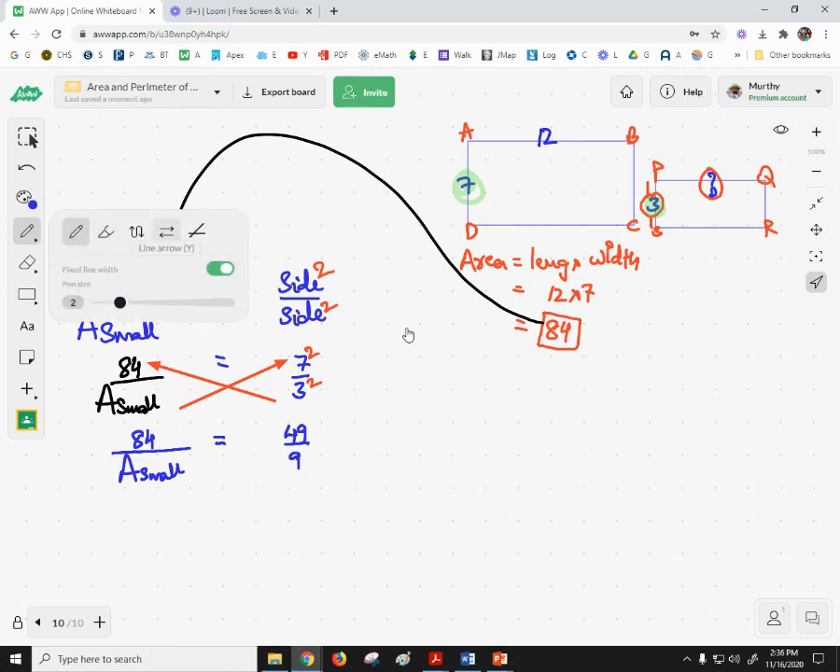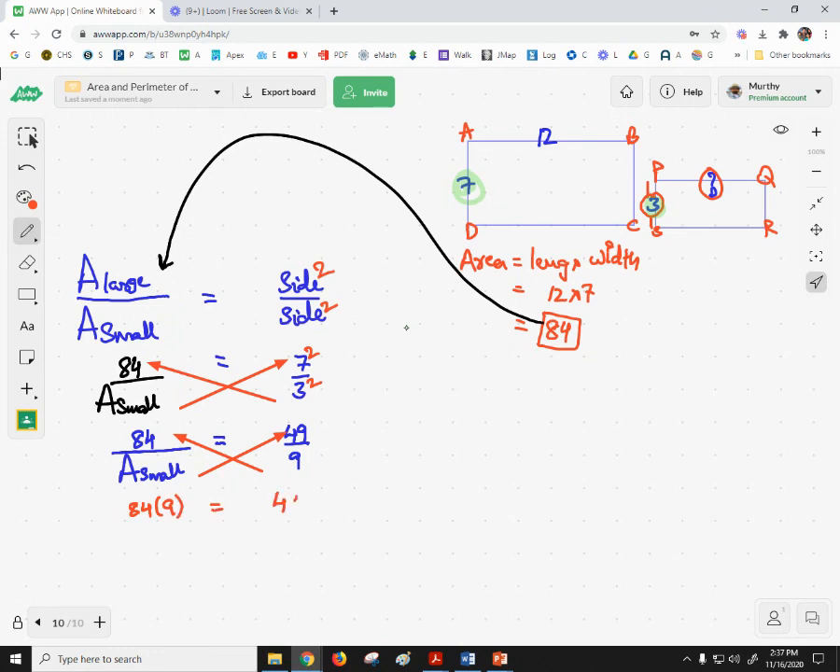Then, as I told you before, at this point we go for cross multiplication. Please remember, while computing, most of the time you may think 7 square is 14. It is not 7 times 2, it is 7 times 7. 3 square is not 3 times 2, it is 3 times 3. So 84 times 9 equals 49 times the area of the small one. I'm going to disclose the answer in a while. To eliminate this 49, we go for the inverse operation, which is division.